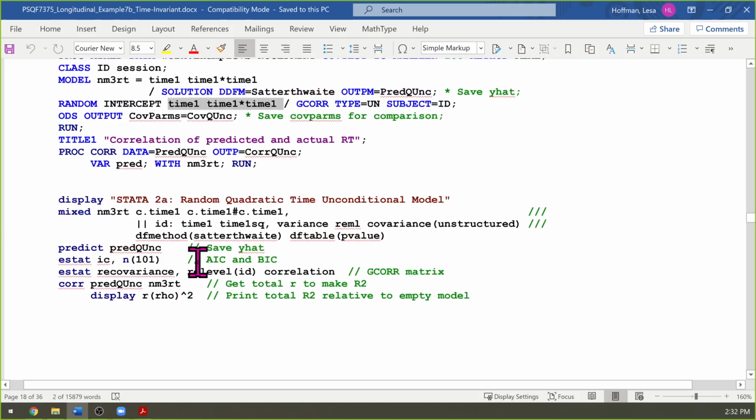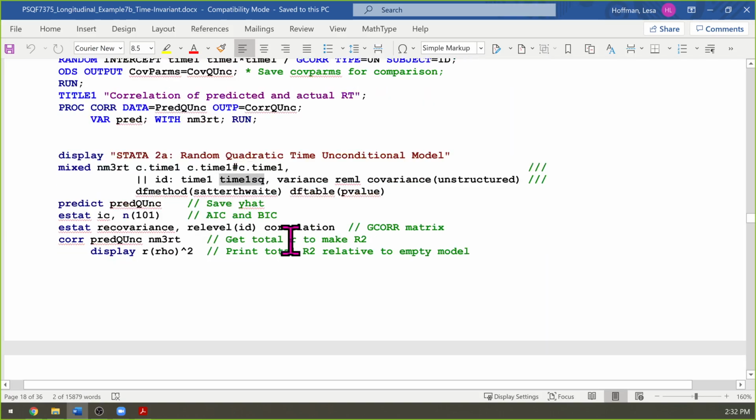And the only difference in the Stata code is that in specifying a random effect of quadratic time, I couldn't get it to take it as an interaction term. I had to make a new variable that was literally time squared. So it may be possible that I screwed up the code and that there is a way to make it work, but this is the way that I got it to work by brute force of making the squared version.